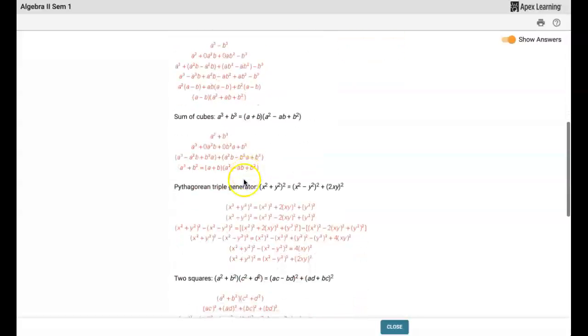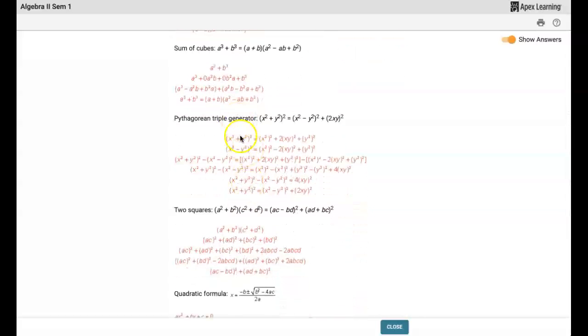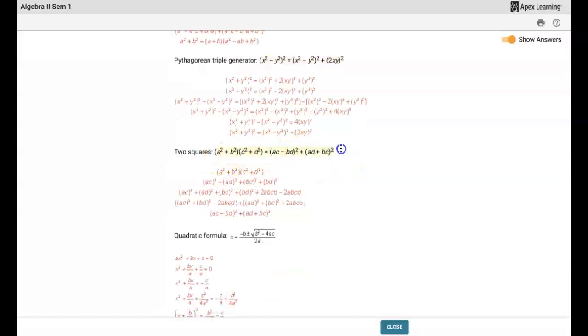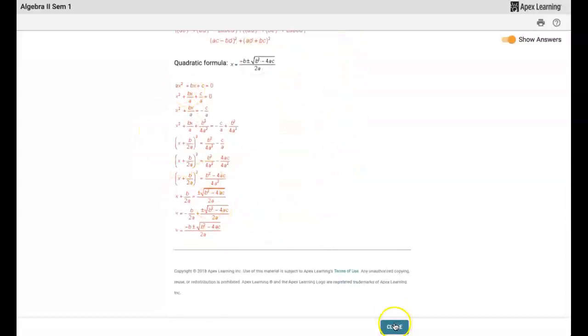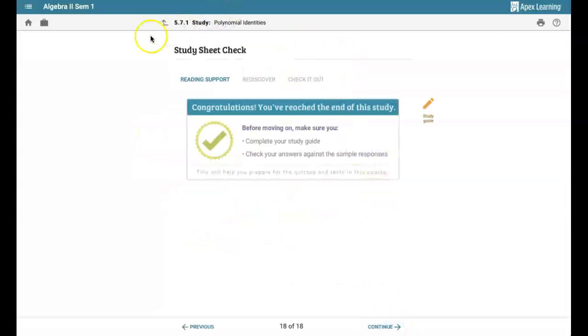We have the sum of cubes, and we have our Pythagorean theorem triple generator, which is this equation here. We have the ability to look at 2 squares, and then our handy dandy quadratic formula there. Okay, and again, this one is really one that I suggest you look at hands-on and do a couple practice problems with. It could be very, very helpful.